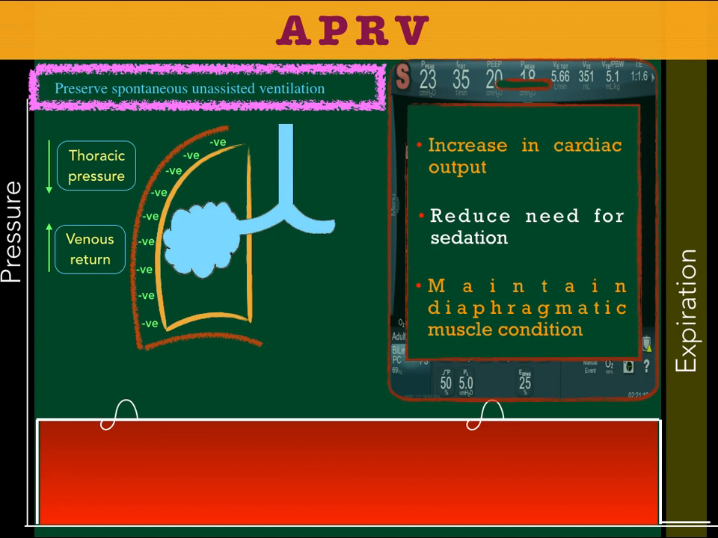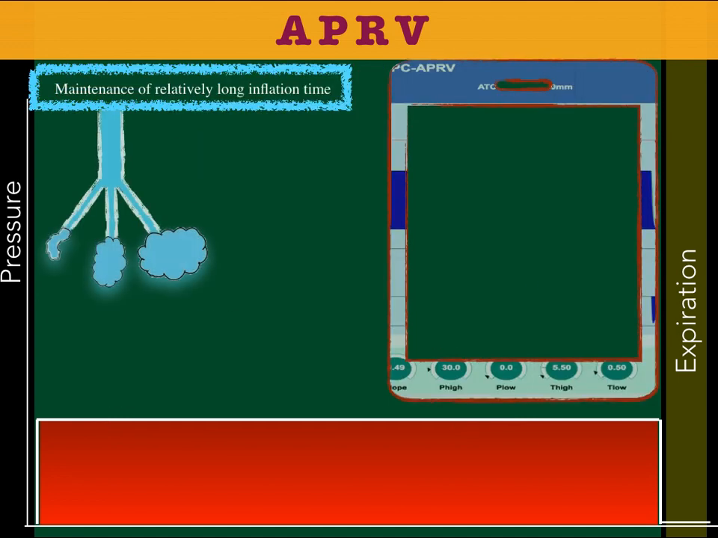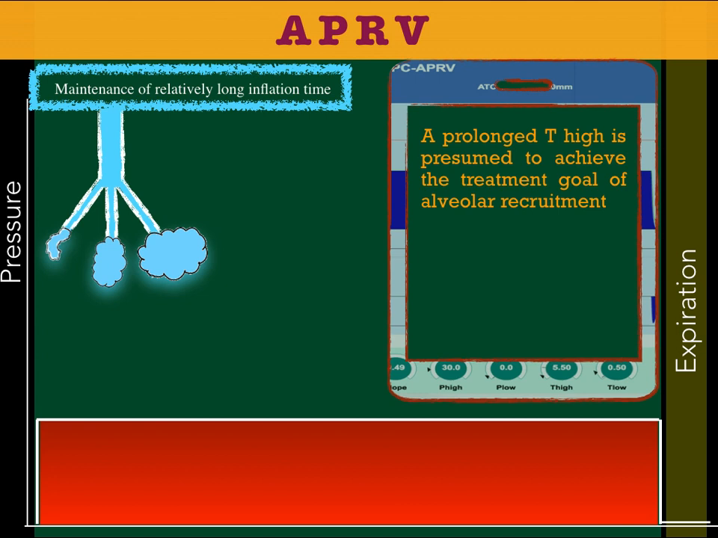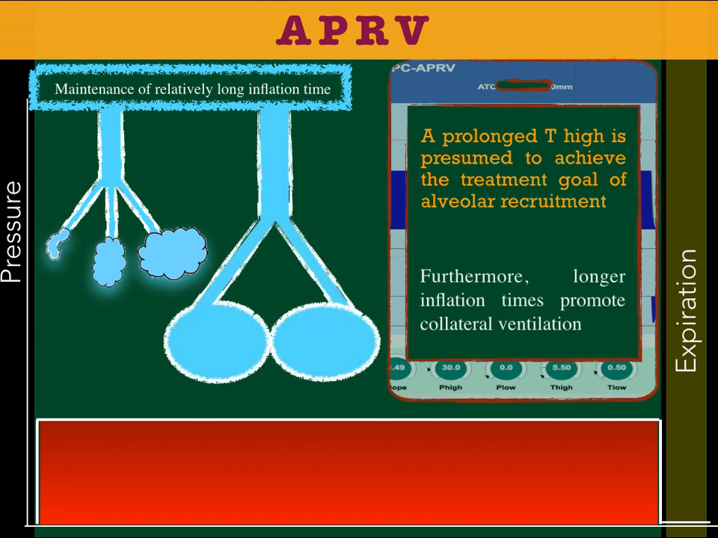The second advantage of APRV is prolonged T-high, or prolonged inflation time, which is presumed to achieve the treatment goal of alveolar recruitment. It allows time for inflation of the slow lung units in a non-homogeneous lung field. Furthermore, longer inflation times promote collateral ventilation.